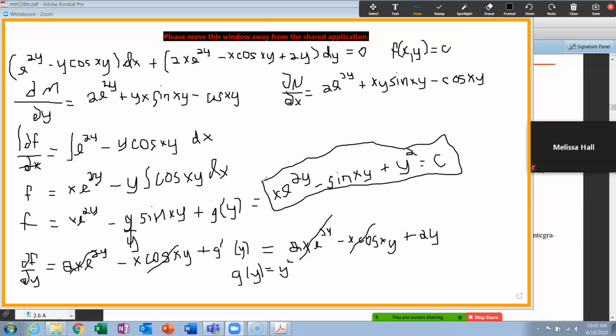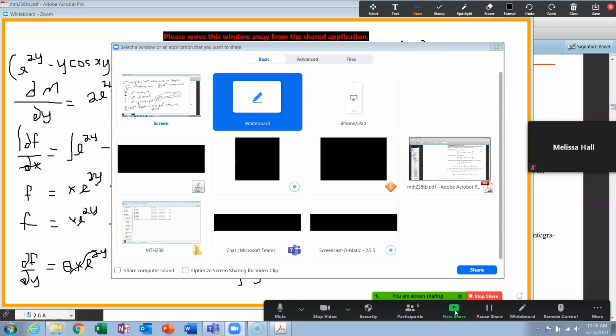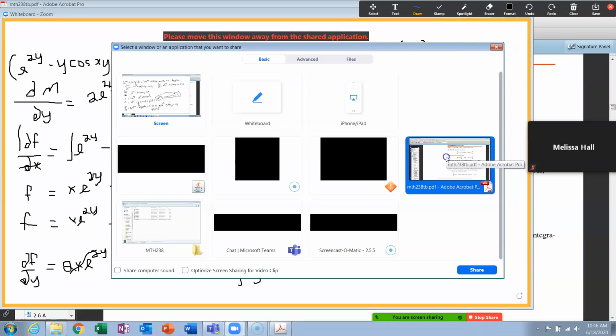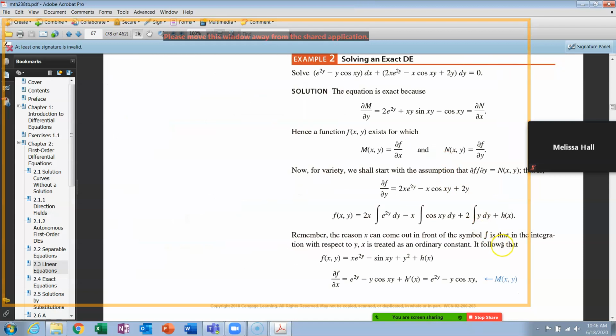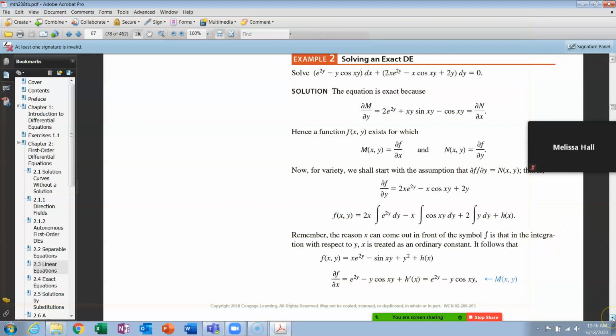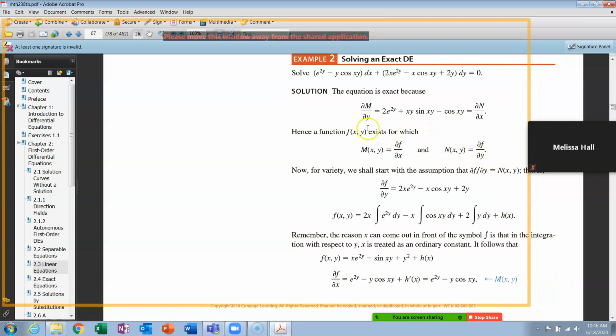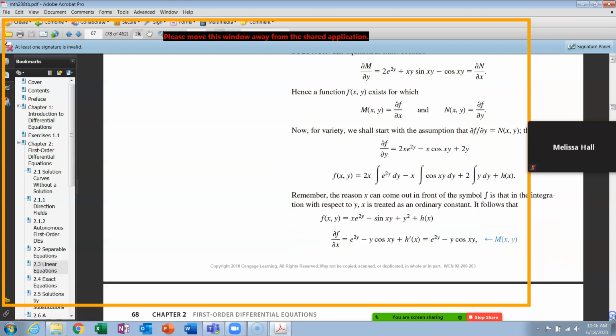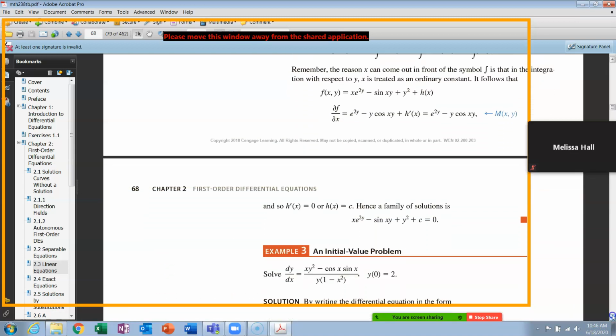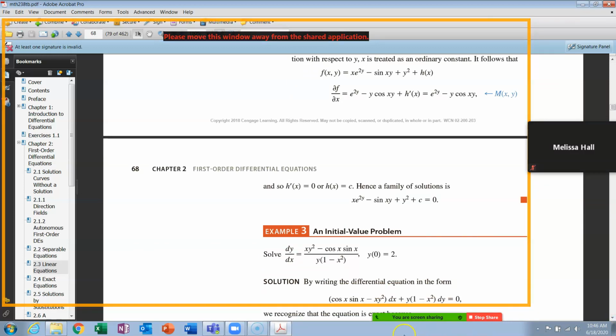Let's see how the book did. Okay, we're out of time. Let's just quickly go back to the book and see what they got. Now they show all the steps here, I think. They first checked and saw that the partial of M with respect to y is equal to the partial of N with respect to x. That works. They did that. They chose the other route. So theirs is going to be, I think, messier. Maybe not much messier. But let's see what their final answer was.